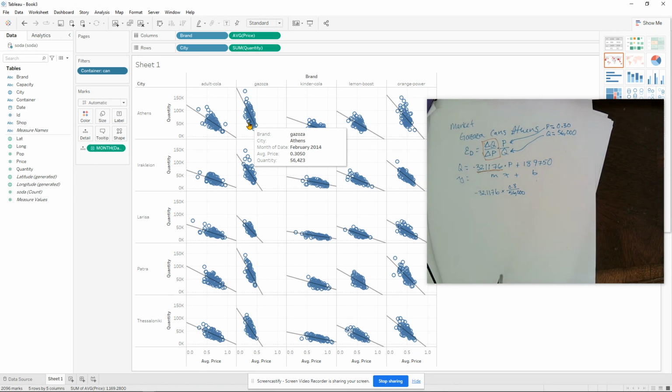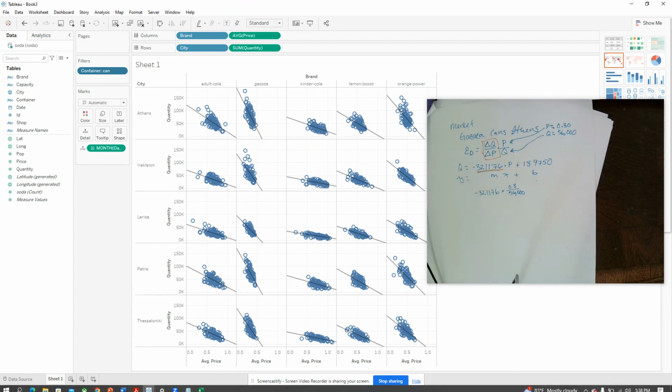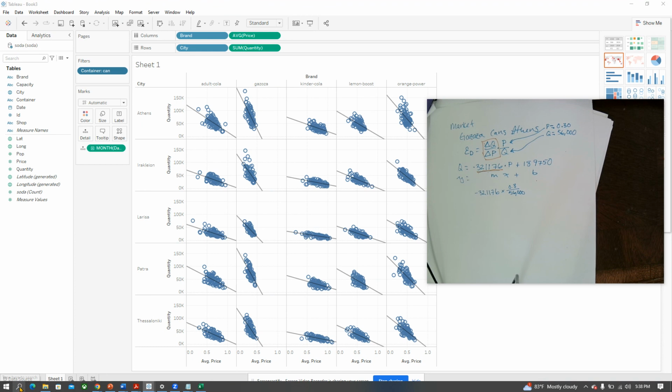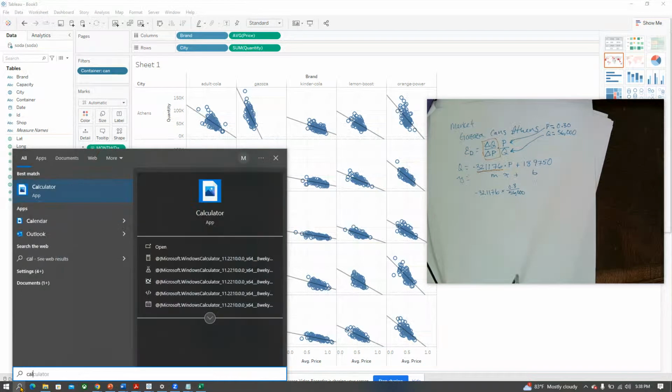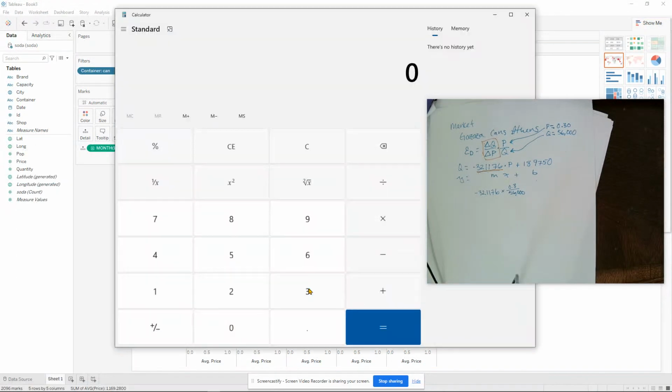Let's just do it. What is that? Do I have my phone on me? I do not. That's what I normally do for my go-to. So let's just do a calculator right here. Calculator up.